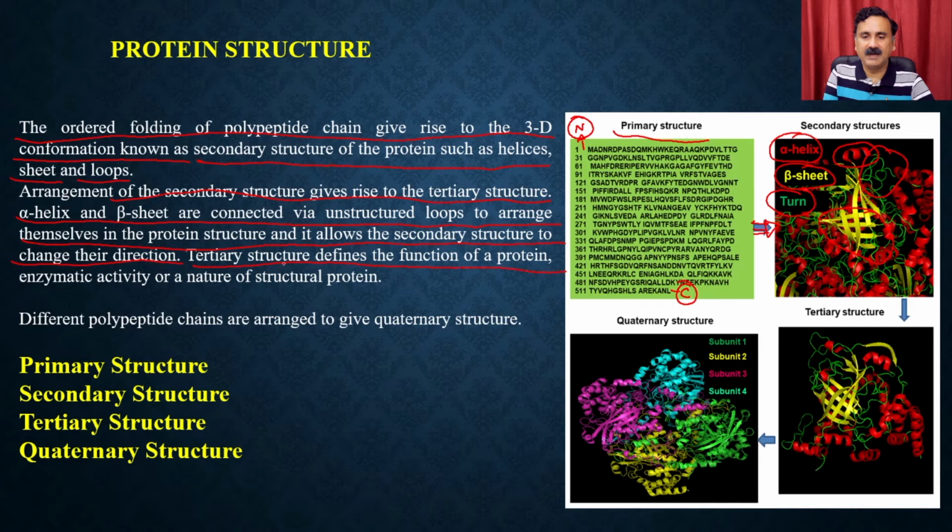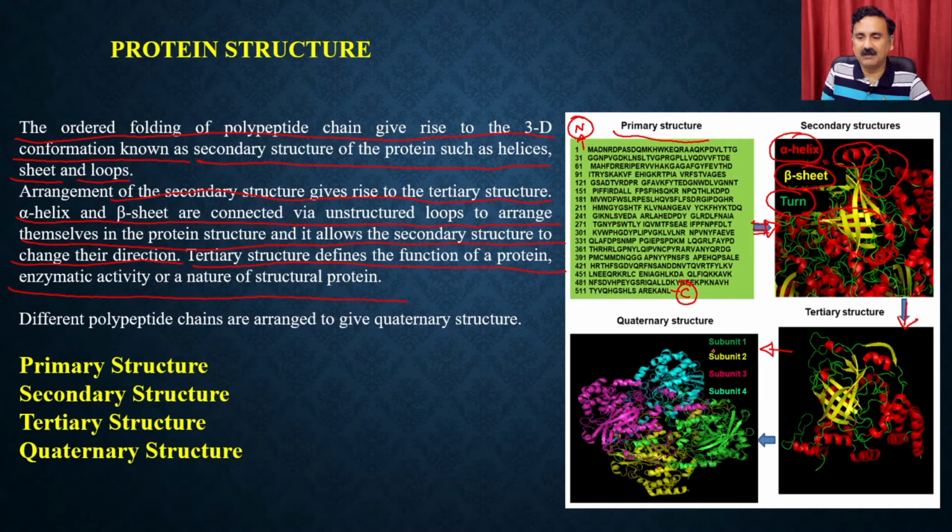Tertiary structure defines the structure of a protein and the enzymatic activity or the nature of the structural protein. Once the secondary structures are joined together by the loops or the turns, they give you the tertiary structure. This is what you see here. And if the protein has multiple subunits, then it gives you the quaternary structure.